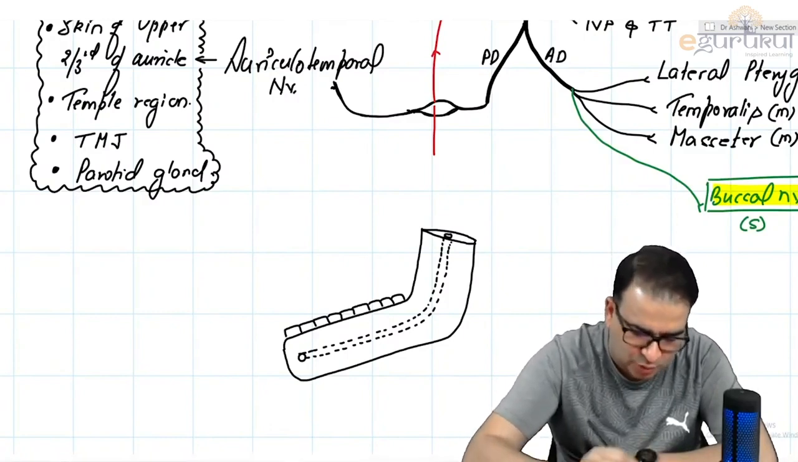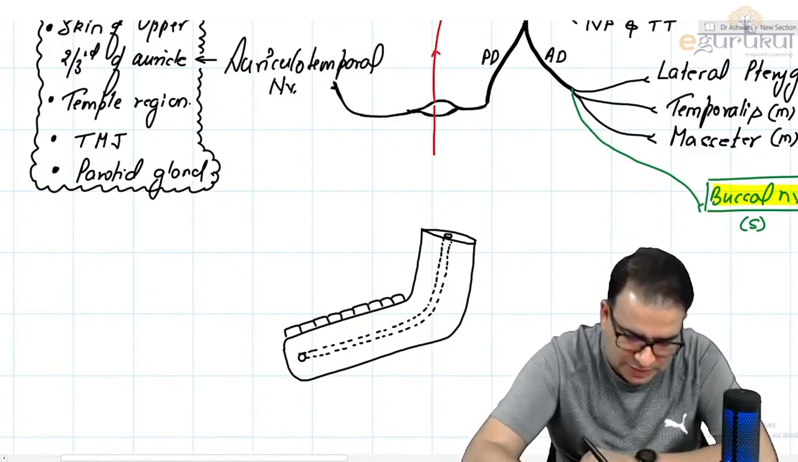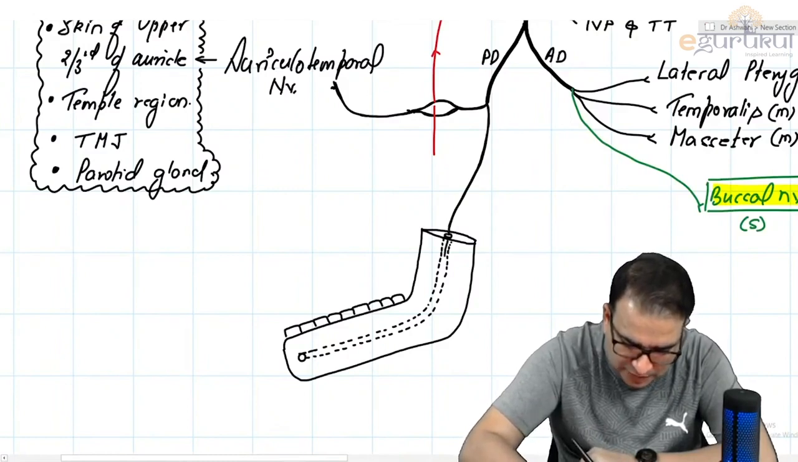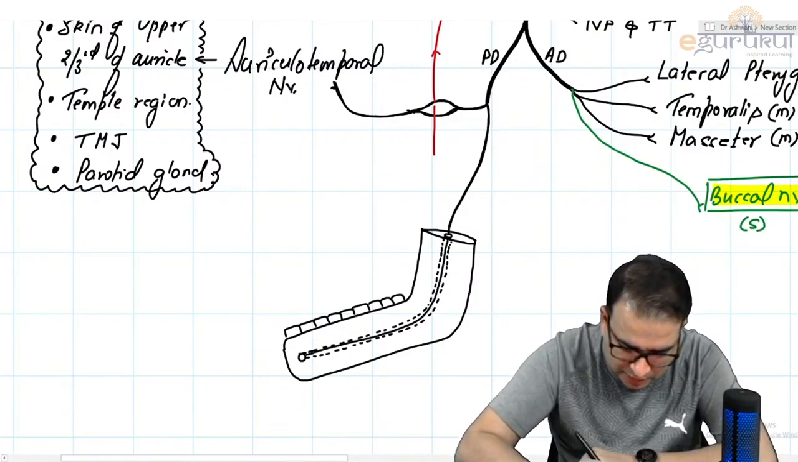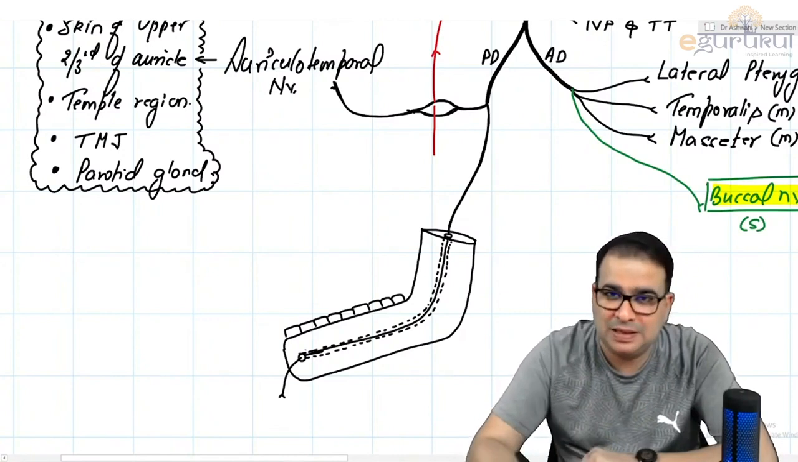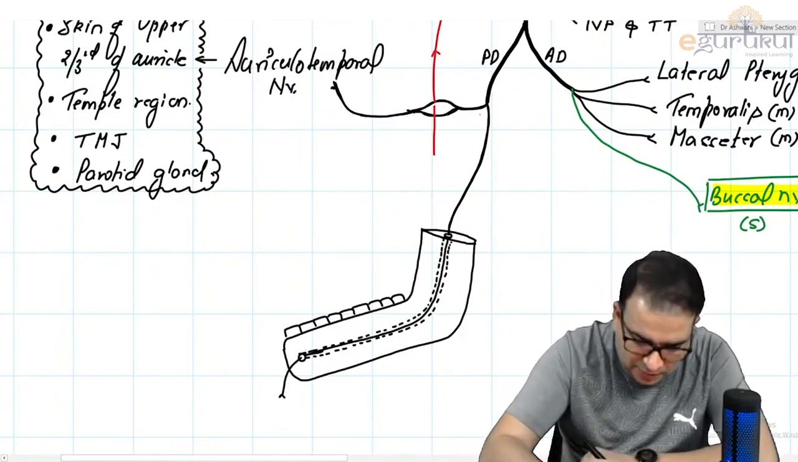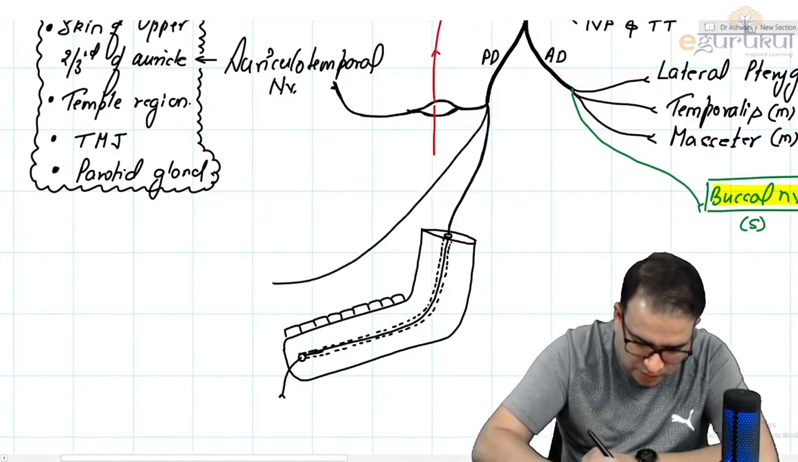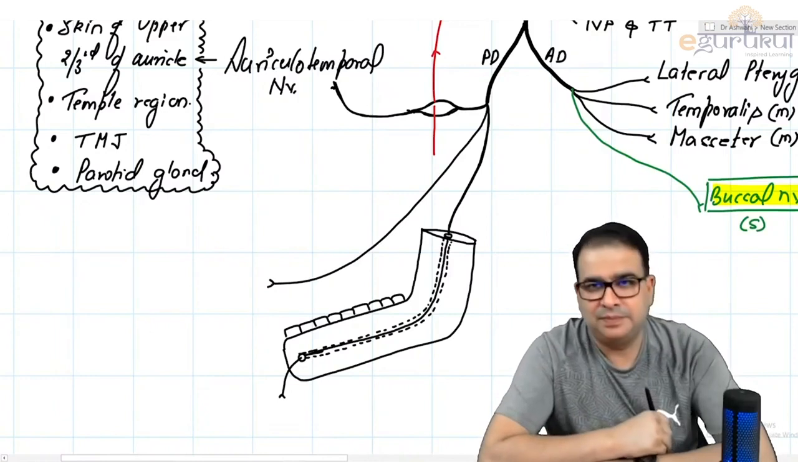So the two branches I'm talking about here: one of the branches will enter inside the mandible, will run through this mandibular canal, and will come out to supply the skin again. That's one branch. And another branch from the posterior division is the one which will go toward the tongue. The tongue would be somewhere here. So it is going to supply the tongue.